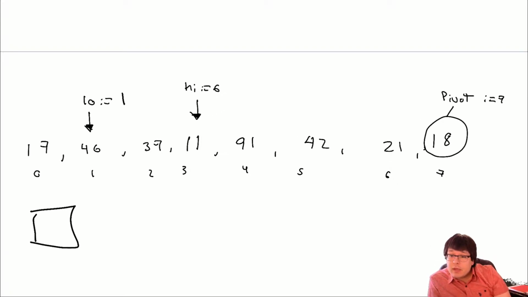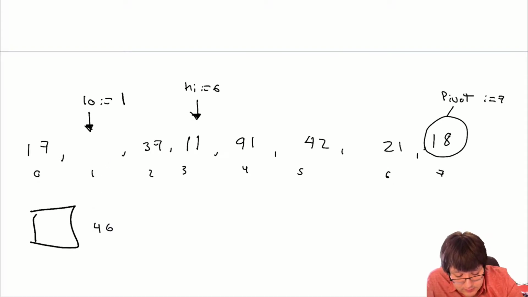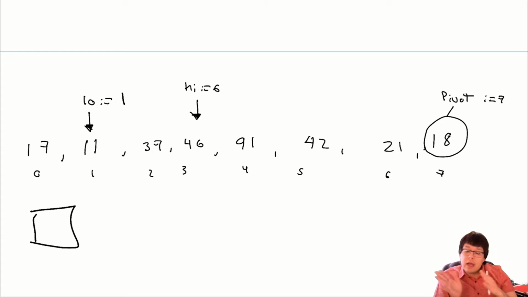All right, I arrived to 11. 11 is smaller than the pivot, so great. I have found something that I can swap 46 with. So I can now perform the swap. Okay, so I'll put it in my temp, put that there, and do that. Okay, now I can go back to working with low.